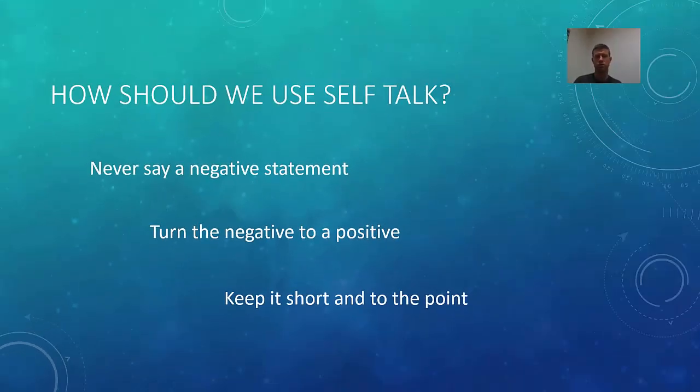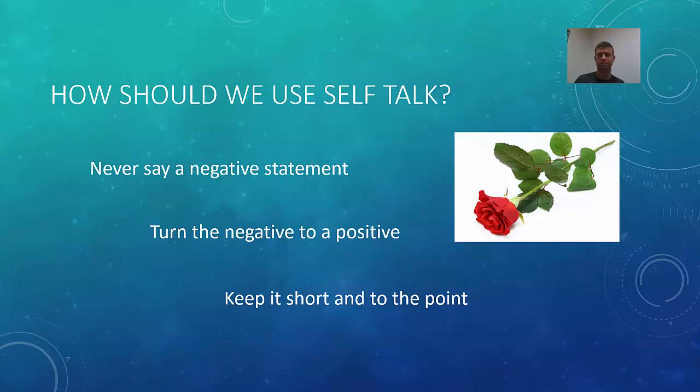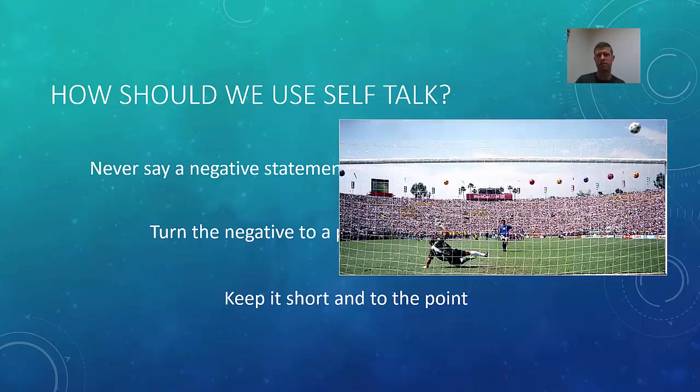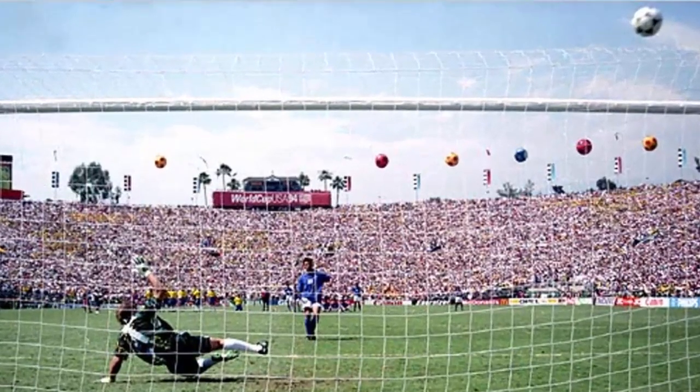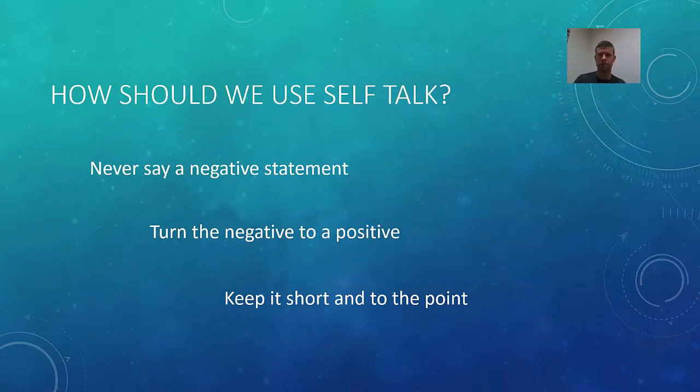So how should we use self-talk? You never say a negative statement. For example, if you were to say, don't think of a red rose, the first thought that pops into your head is a red rose. So if you're stepping up to take a penalty, you wouldn't say to yourself, please don't miss, because inevitably the ball could fly over the top of the net. Always try to turn a negative to a positive, and make sure you keep your self-talk short and to the point.